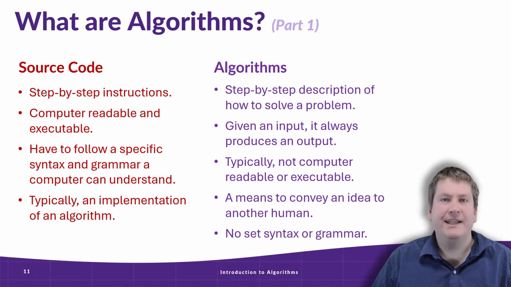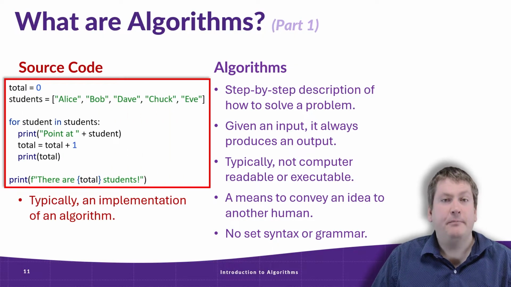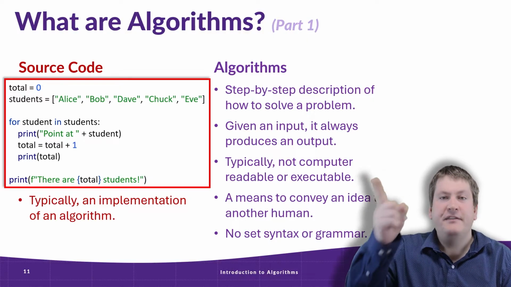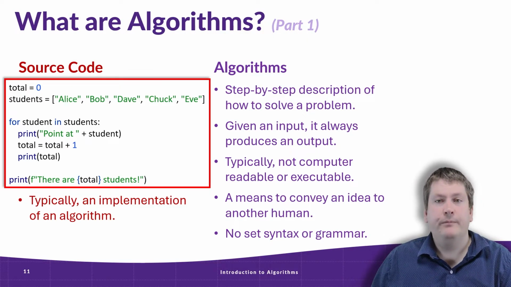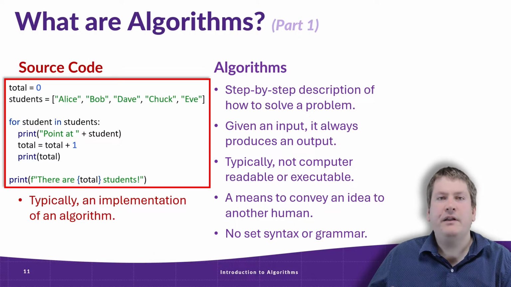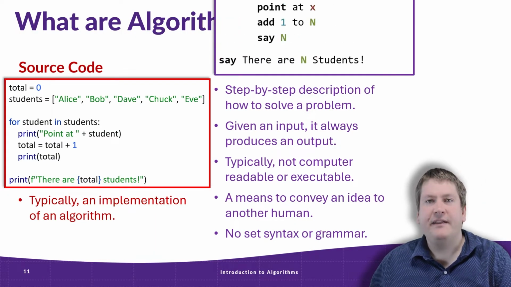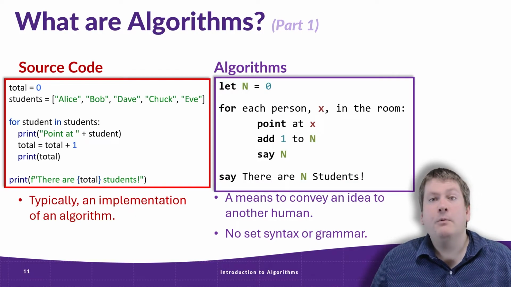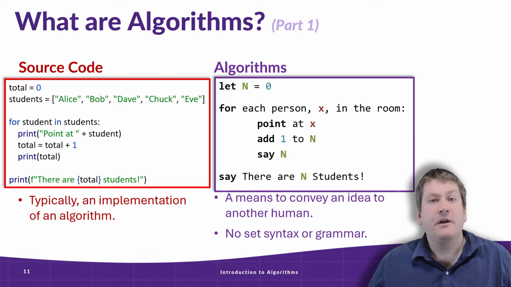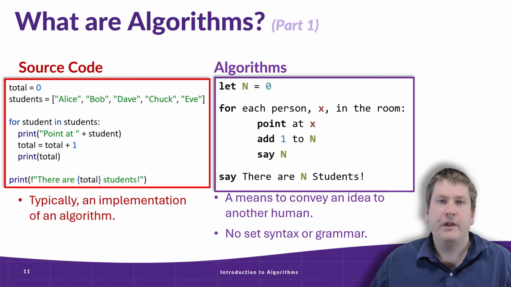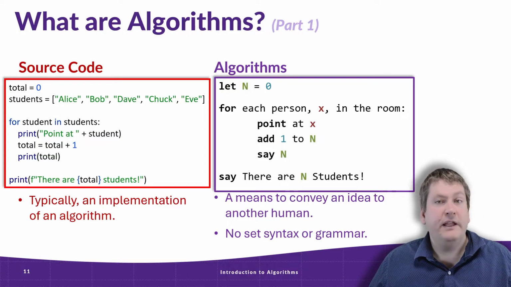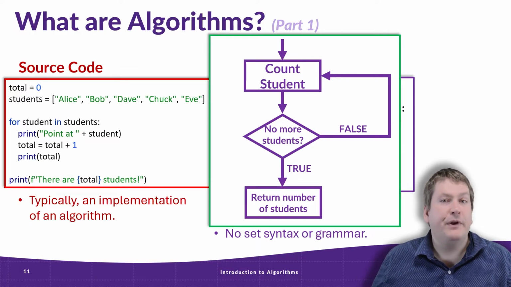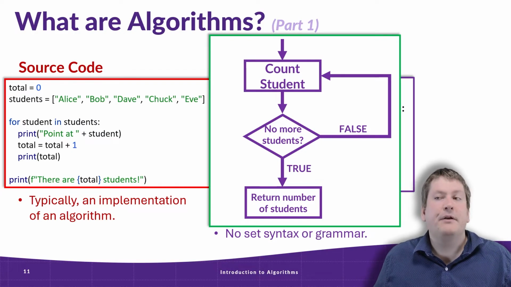Source code might look something like this. This is an example of a Python program that counts the number of students in a lecture hall by pointing at each one, saying their name, and then adding 1 to the total. Whereas an algorithm written in pseudocode might look something like this. Pseudocode is not a formal programming language, but an informal description of an algorithm intended only for communicating algorithms to other people. We can also represent algorithms visually using things like flowcharts, like this one. Again, this is as a means to communicate an algorithm to other people. It's not something a computer can understand.